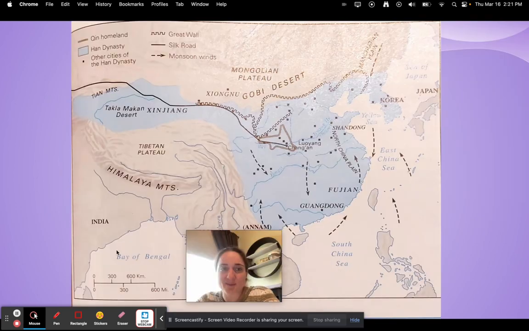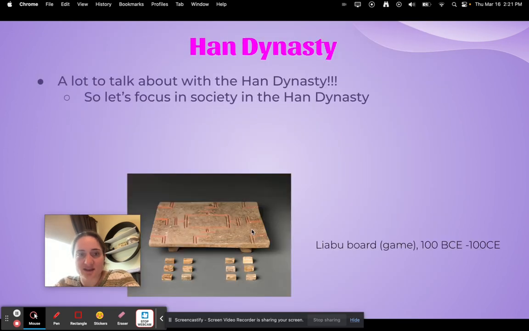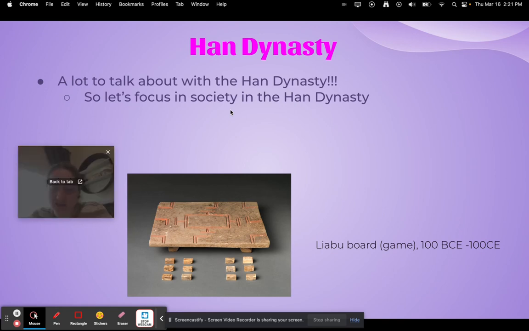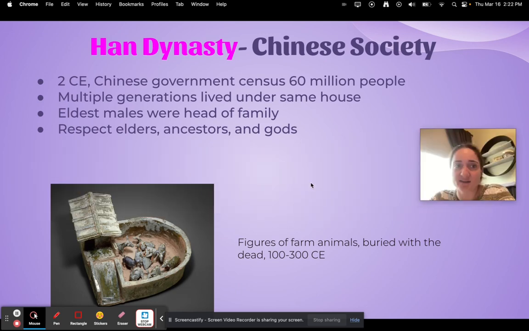So you can see here's a map of the Han Dynasty. It's everything here in blue. You can also see the Great Wall of China is being built during this time as well. Whoops, I think I skipped a slide. There we go. So we're going to talk about the Han Dynasty, but there's a lot to talk about. So we're just going to focus on society because you'll get the war background in L5.